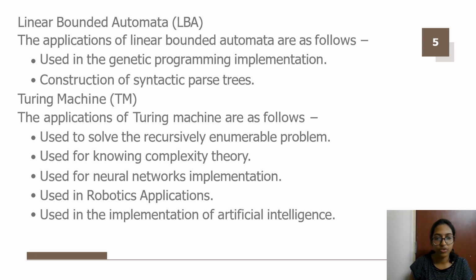Turing machine. The applications of Turing machine are as follows: used to solve recursively enumerable problems, used for knowing complexity theory, used for neural networks implementation, used in robotics applications, used in the implementation of artificial intelligence.